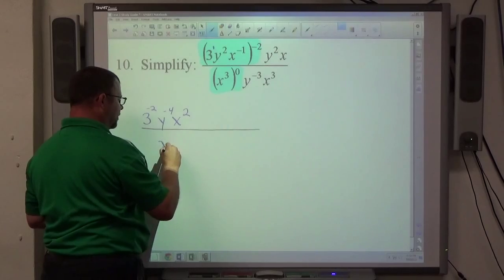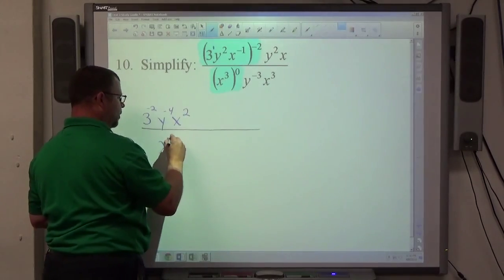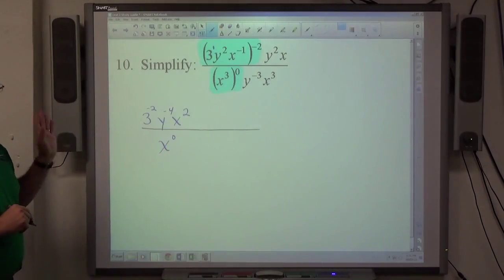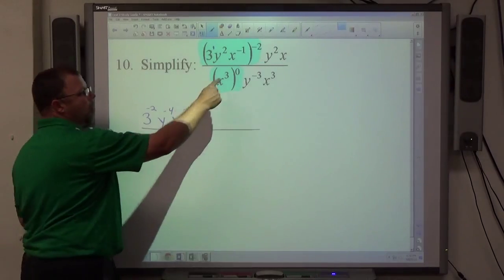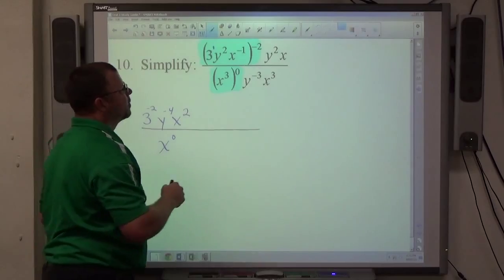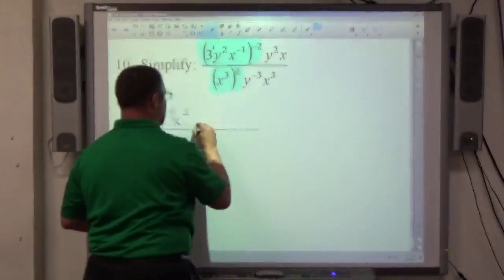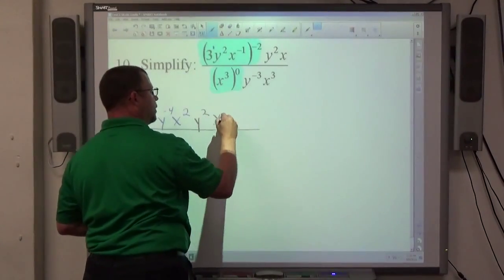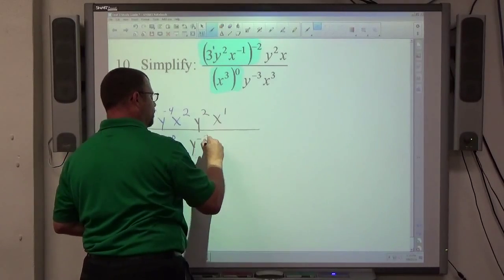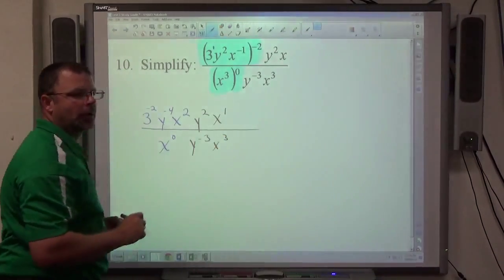On the bottom, x is the base. 3 times 0 is 0. All right? Again, we'll deal with 0 and negative powers in the next step. Don't worry about it here. Just do what you're supposed to do. Power times power, keep the base the same. Everything else in the problem at this point, y squared, x to the first, y to the negative third, and x to the third all stay exactly where they were.